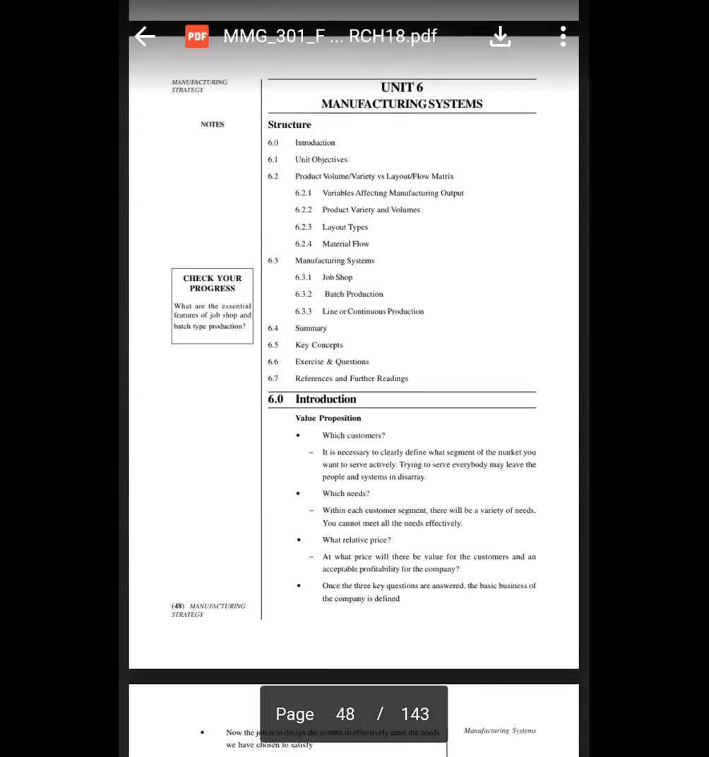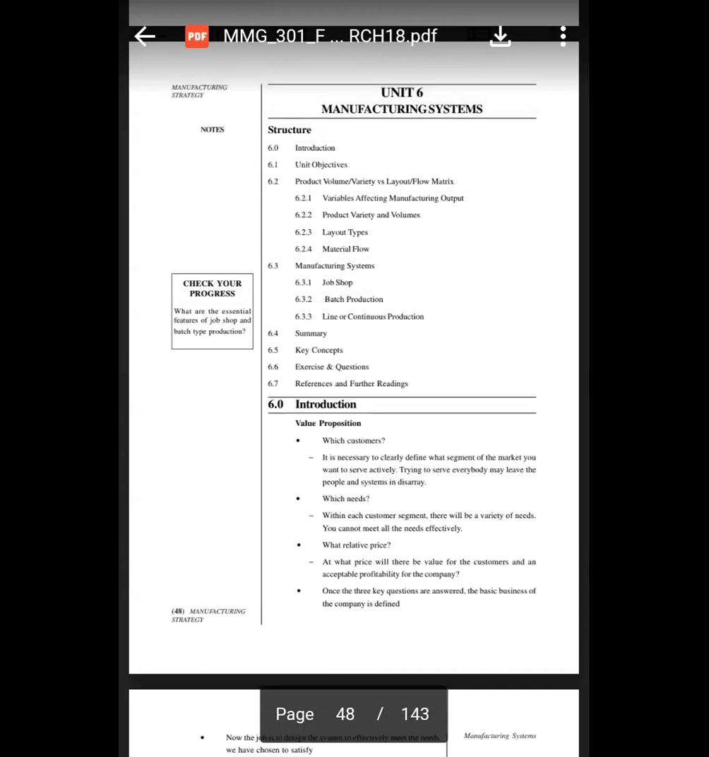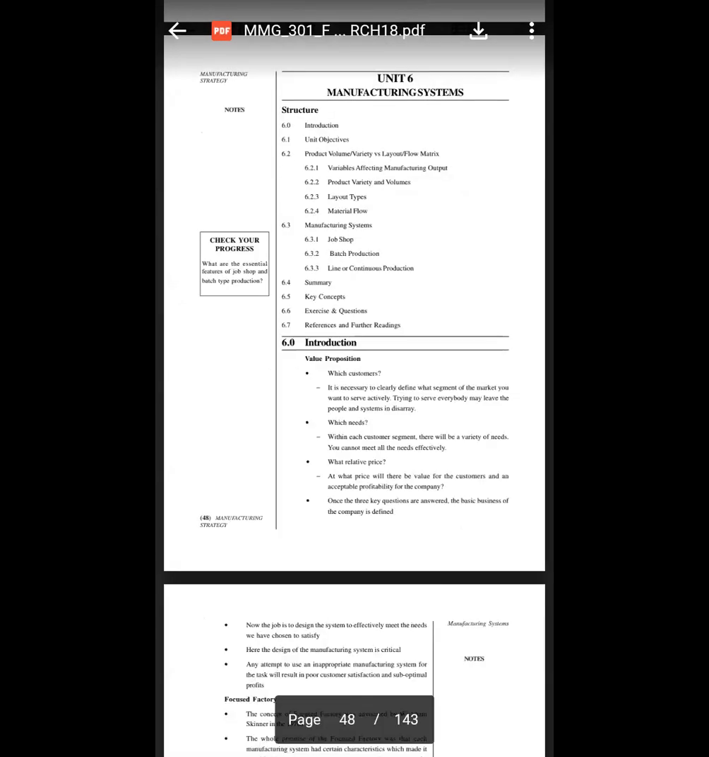Now, manufacturing system. Okay, now we need to see which customers. Okay, it is necessary to clearly define what segment of the market you want to serve actively. Trying to serve everybody may leave the people and the system in disarray.